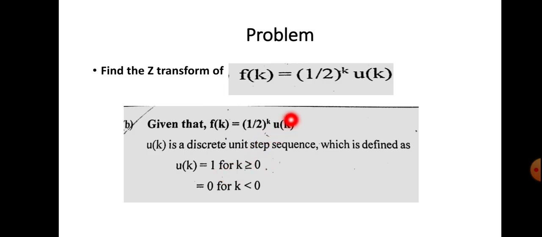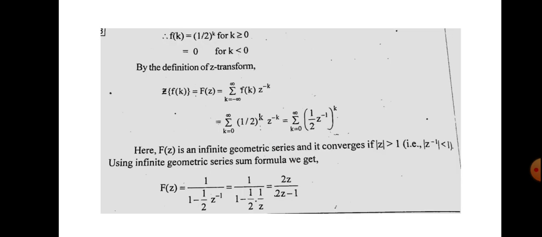So we can take the z-transform equation. We know that f of z is equal to the sum from k equal to minus infinity to plus infinity of f of k into z raised to minus k. That is the formula. Instead of f of k we can substitute this, and its speciality is that u of k equals 1 between 0 to infinity. So we can rearrange the equation: z of f of k, that is f of z, is the sum over k of f of k into z raised to minus k. Here the limit changes from 0 to infinity since we are using u of k. That will be equal to (1 by 2) raised to k into z raised to minus k. Here instead of u of k we are using 1, because it is a unit step function.